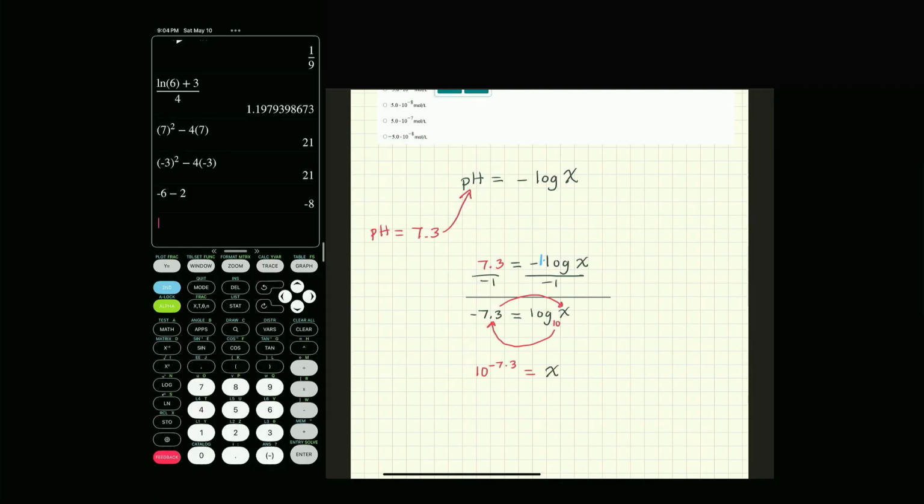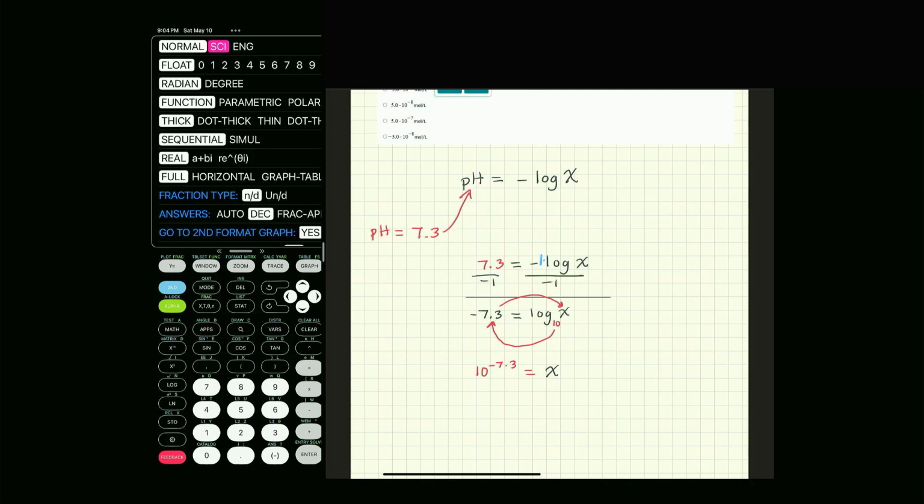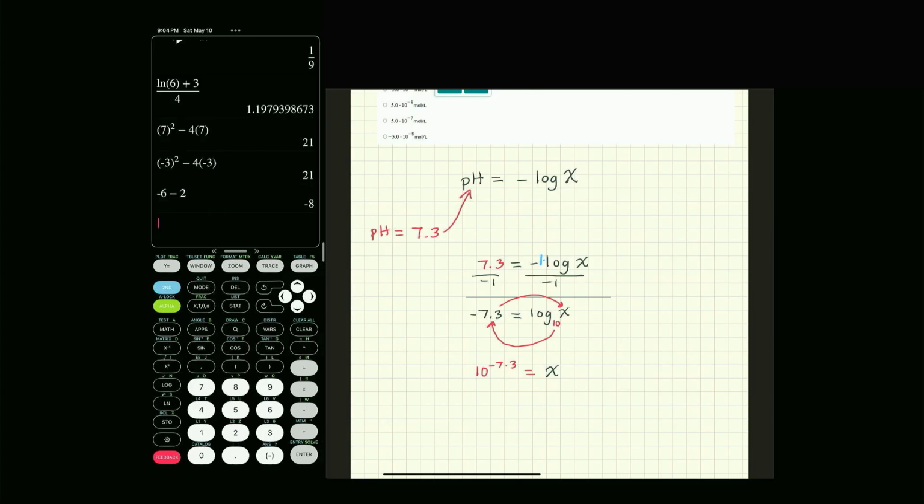equals X. Now at this point, if we have a graphing calculator or a scientific, make sure you go to Mode and Scientific and hit Enter, just for this problem, the pH problem. Then you can quit out and type this in to be sure that it gives you the answer in scientific notation. So 10 to the negative 7.3. 5.01. And we've got that E negative 8 in the calculator, so that means times 10 to the negative 8.